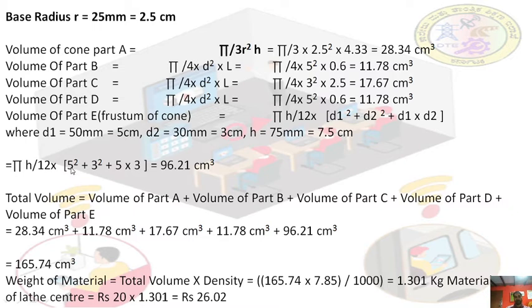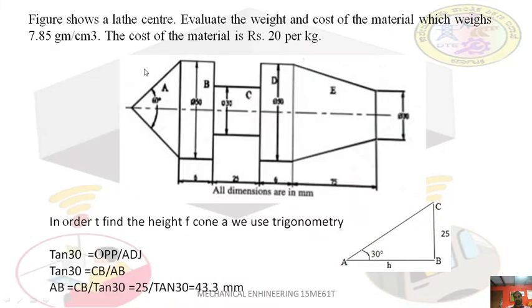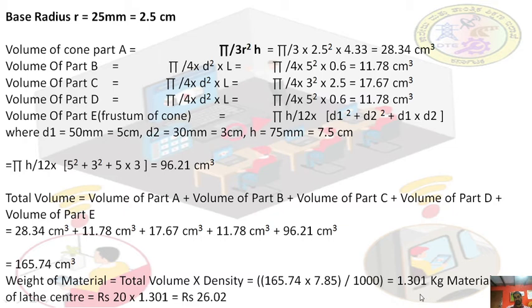Then the weight of material, he has given the density. Weight equals volume into density, where V is the total volume, not the single volume. Total volume is 165.74 into density given as 7.85, divided by 1000 to convert grams to kg. So we get 1.301 kg required for manufacturing each spindle. The cost is given as 20 rupees per kg. So 20 multiplied by 1.301 is 26.02, the cost of material for the spindle.